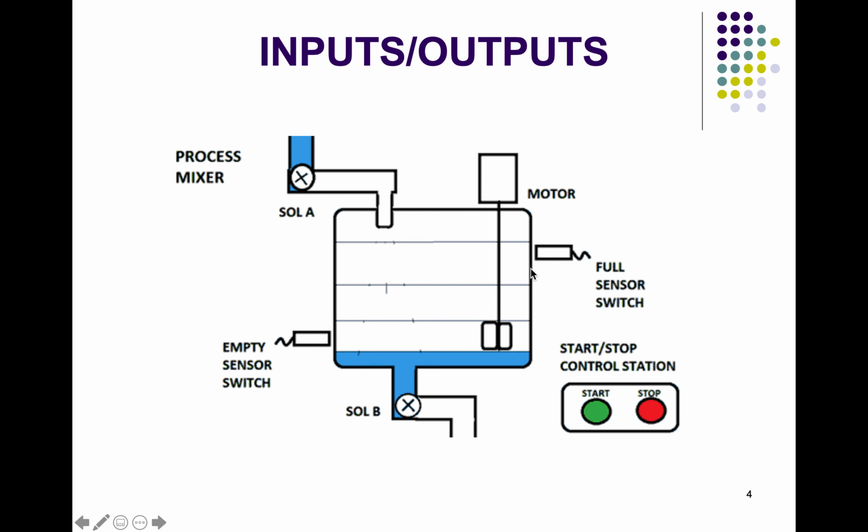Once it fills the tank, another input comes from this full sensor switch which says the tank is full. Whenever that happens, we will turn on the motor and that will mix this fluid. Once the motor is turned off, we know we have mixed this fluid enough. Then we can turn on the solenoid valve B and empty the tank. Once it gets emptied, this sensor switch is turned off. That means we can turn on the solenoid A and repeat the process.